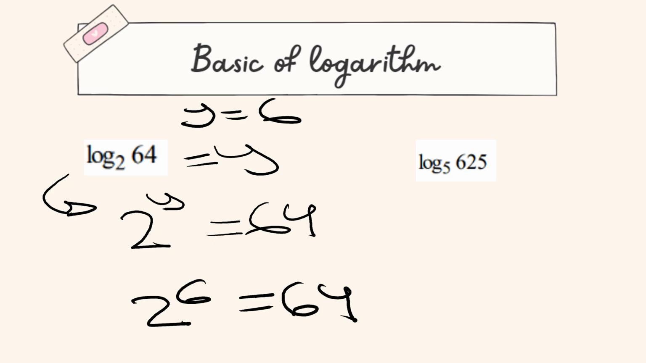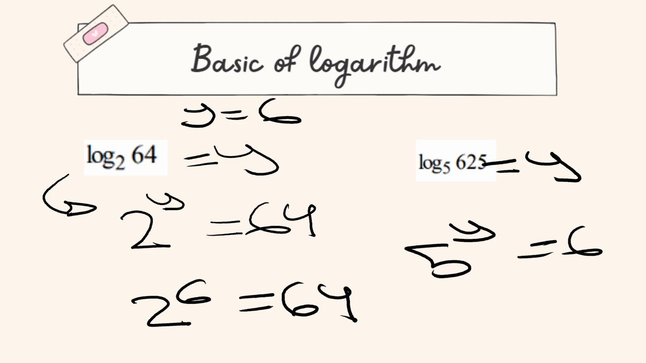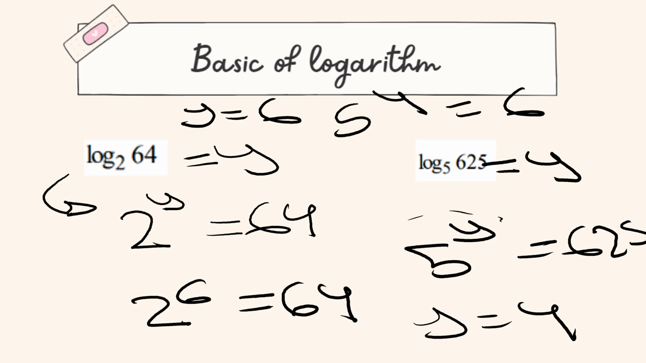Now log to the base of 5 of 625. We want to know what it equals. So we would put 5 to the power of y equals 625, and then we would find the number that 5 to the power of gives us 625. I think it is 4. So y equals 4. And if you put 5 to the power of 4 in your calculator, it would give you 625.